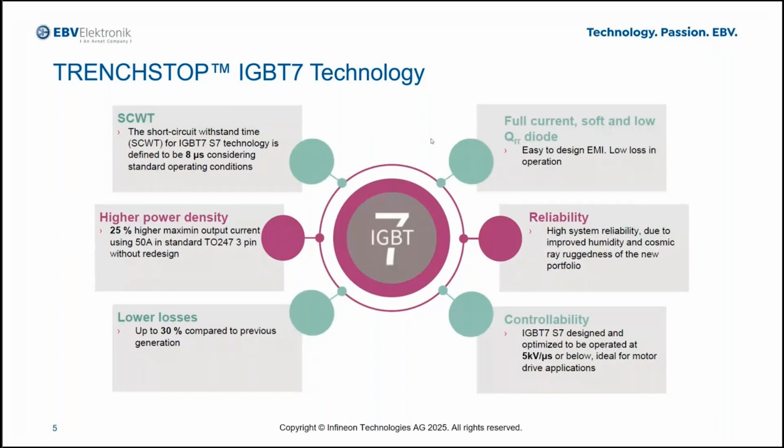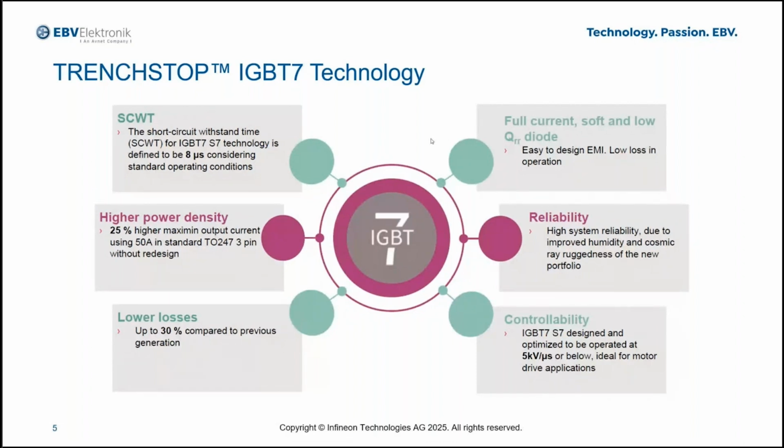Of course, the IGBT7 technology comes with its own pendant diode, which is the EC7 family, which is co-packed into the discretes or into the modules available from Infineon. Improved humidity and cosmic ray ruggedness also make it reliable for the most harsh applications.